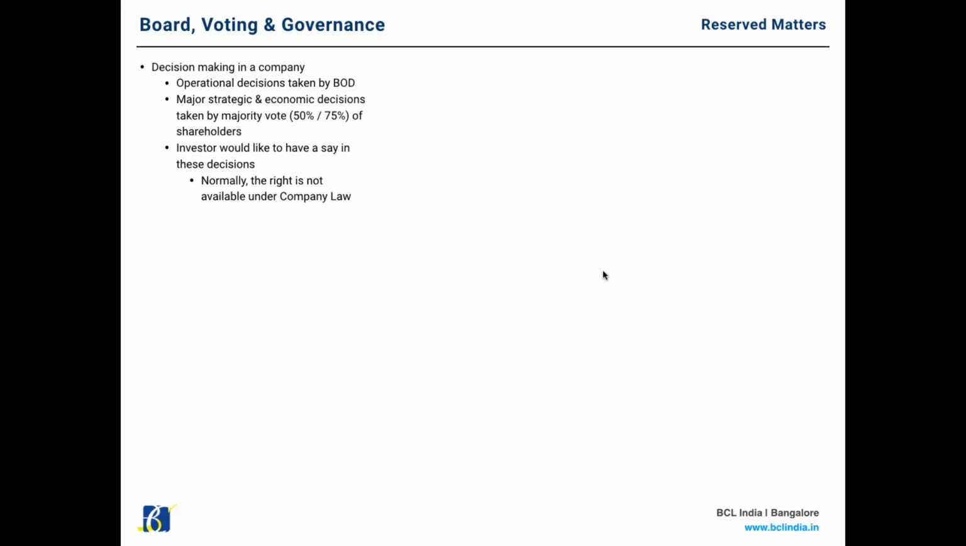Now, in a private limited company, the law allows this right only to the shareholders of the company. And generally, the right is not available to a single shareholder to override these decisions. But under contract, through the shareholders agreement, you're able to enforce this right and state that certain important matters will have to be routed through the investor if they have to pass.